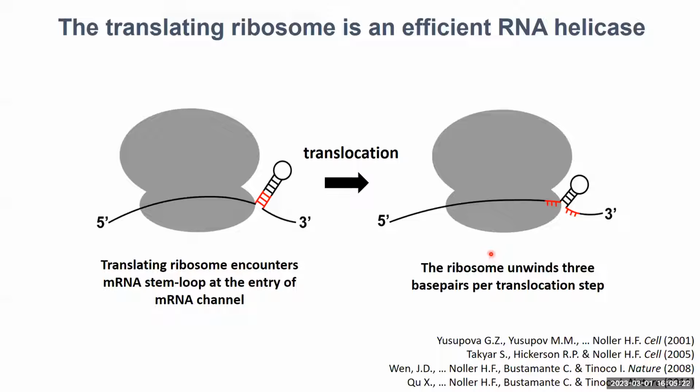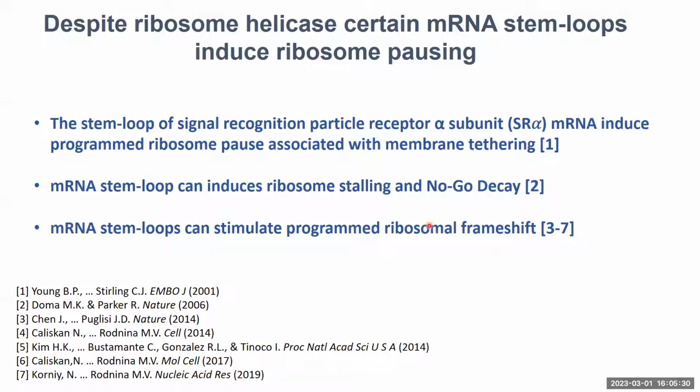So if the ribosome is a processive helicase, then we would think that secondary structure should not affect much the elongating ribosome. However, despite the helicase activity of the ribosome, we know that stem loops can pause the ribosome. For example, during translation of the signal recognition particle receptor alpha subunit, a stem loop programs a ribosome pause during tethering to the membrane. mRNA stem loops can induce ribosome stalling and no-go decay. And arguably the most well-established example of regulation of translation by stem loops is programmed ribosome frameshifting. And that's what I'm going to focus on.